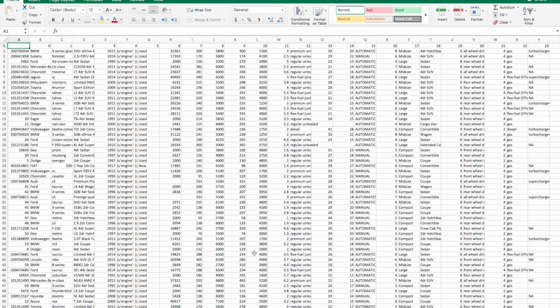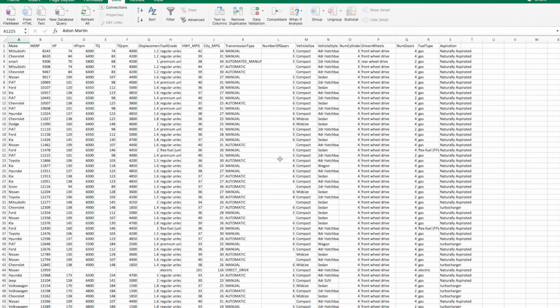This is our resulting CSV from the program that I'd written. And this is 22,000 rows. It's 282 megabytes, and it has 24 attributes, but we didn't need all of them. So we wrote another small Python program that eliminates a couple of these columns that were deemed superfluous, and that resulted in this. For this project, we decided to look at only cars that were made in 2015, which gave us about 1,200 rows, and also we slimmed it down to 18 attributes. Those attributes being make, MSRP, horsepower, peak horsepower, torque, peak torque, displacement, fuel grade, highway mileage, city mileage, transmission type, number of gears, vehicle size, vehicle style, number of cylinders, driven wheels, number of doors, fuel types, and aspirations.